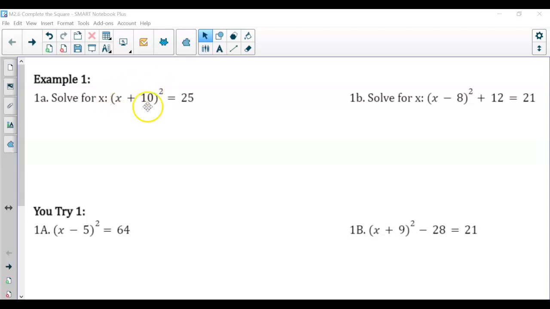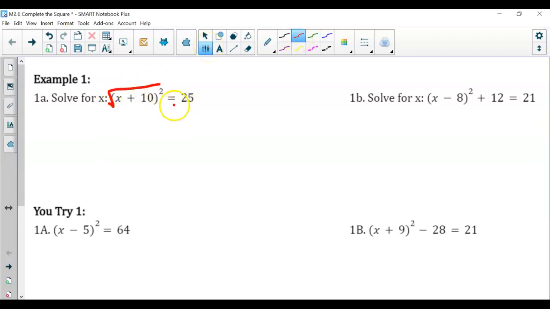Notice how here we have x plus 10 in the parentheses all together, being raised to the second power. We actually need to first get rid of that exponent by taking the square root. So now by taking the square root, I've got x plus 10, because we have canceled out our power, is equal to the square root of 25, which is positive and negative 5.